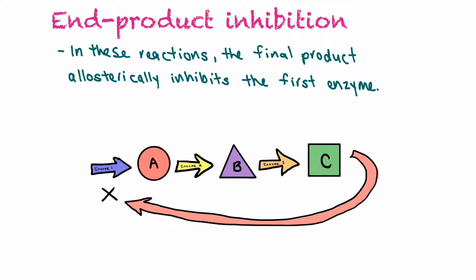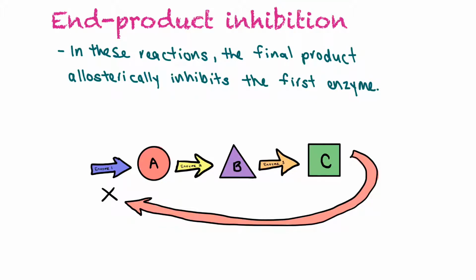In many reactions, we will observe end product inhibition, and what that means is that in these reactions, the final product, in this case C, will allosterically inhibit the first enzyme. It'll bind to a site other than the active site, the allosteric site, and change the shape of enzyme 1, and then it can't act on the first substrate, and so the reaction can't happen at all. So the pathway stops.